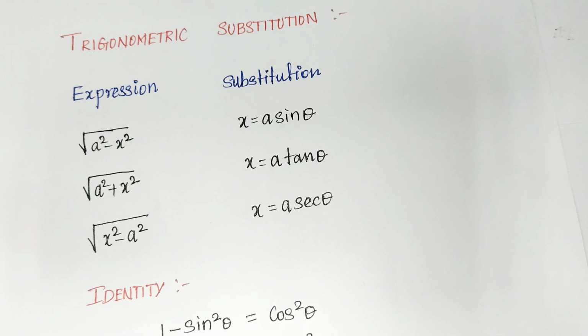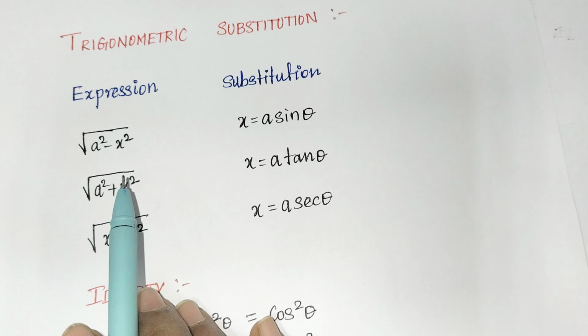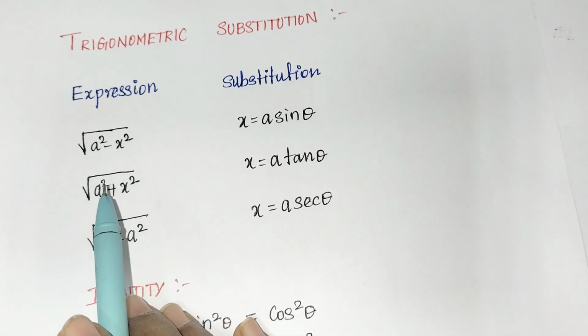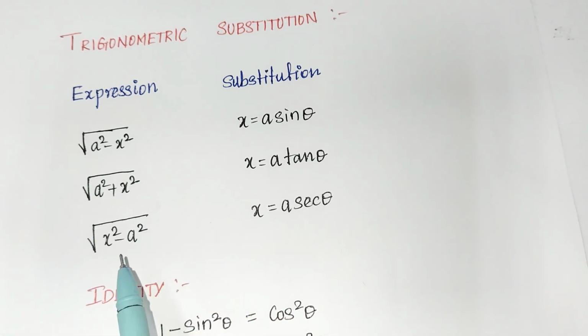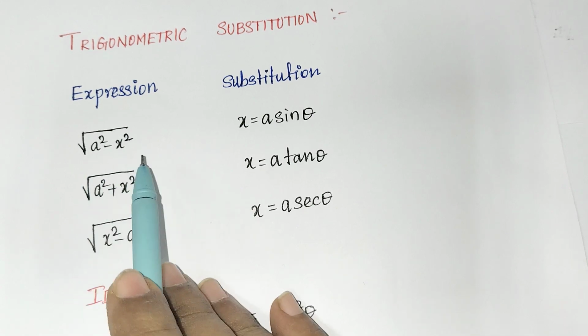From this section, you will get 8 marks from university, but it's very simple. But you should know the expressions. What are all the expressions given in your problem? Here, I've given 3 expressions. Square root is not mandatory. You should just know what the expression is.